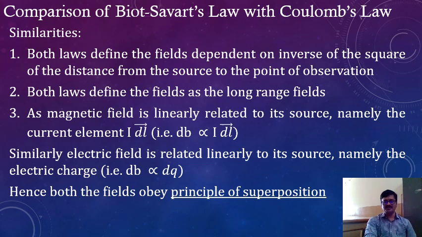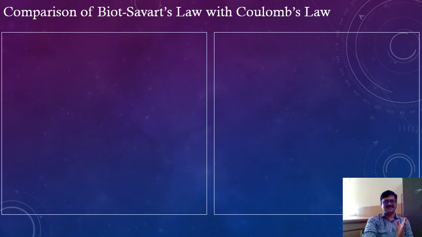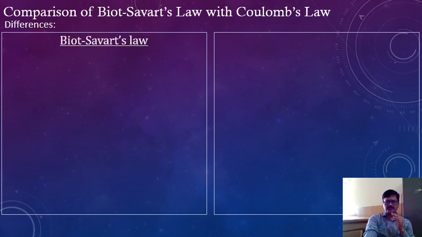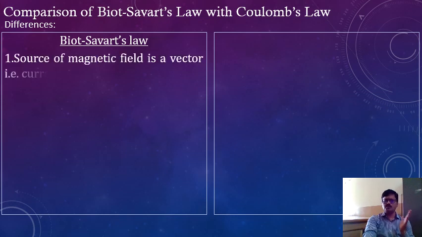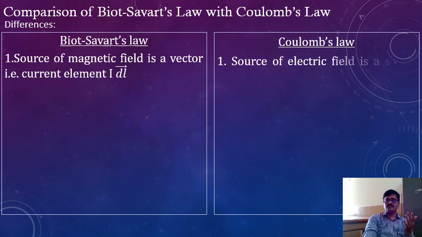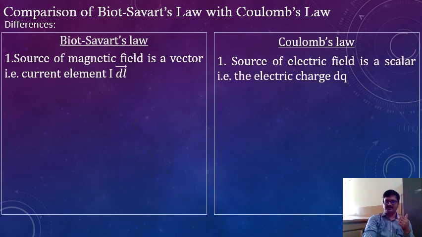Now let's proceed to the differences. Let's take a look at the differences between Biot-Savart law and Coulomb's law, my dear friends. In Biot-Savart's law, the first point is that the source of the magnetic field is a vector. Is it not? I into vector dl is a vector. So the source of the magnetic field is a vector quantity in Biot-Savart law, whereas in Coulomb's law, the source of the electric field is a scalar quantity, that is electric charge dq. Correct? So this is our first difference between Biot-Savart law and Coulomb's law.